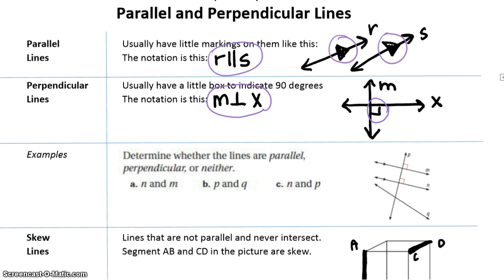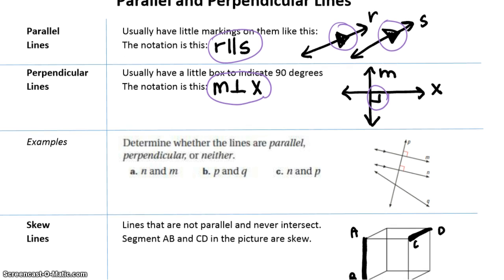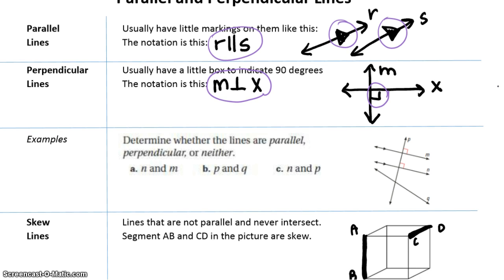So let's look at some examples. Determine whether the lines are parallel, perpendicular, or neither. Now, don't push this away. Make sure that you do draw on your picture. So I'm going to draw on the picture and I'm going to erase them when I'm done. They're talking about line N and they're talking about line M. And what are those two lines to each other?